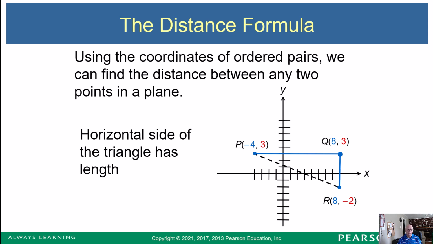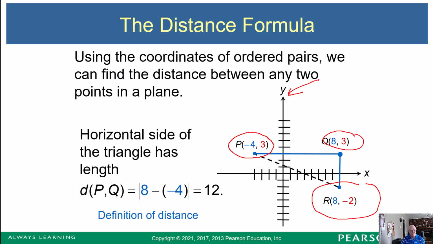So, coordinates of ordered pairs. This is the rectangular coordinate system, also known as the Cartesian coordinate system. Every ordered pair of numbers corresponds to a point on this plane. This is the point (-4, 3), (0.8, 3), (0.8, -2).